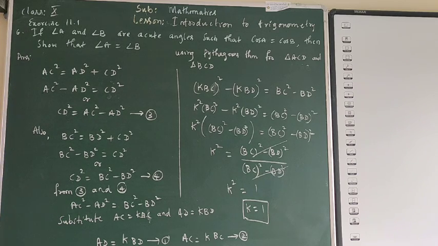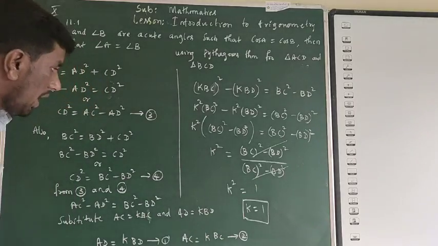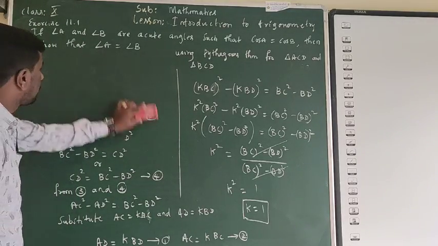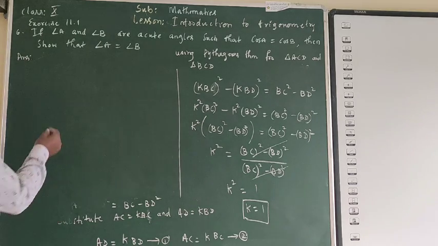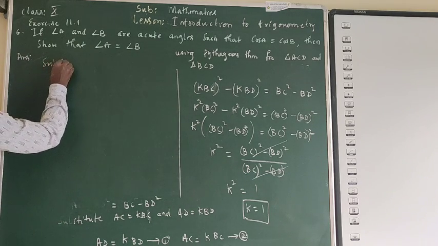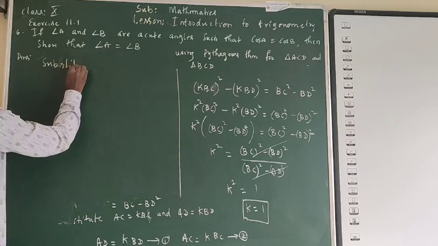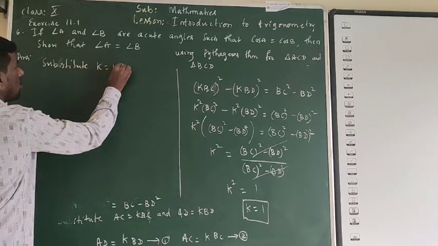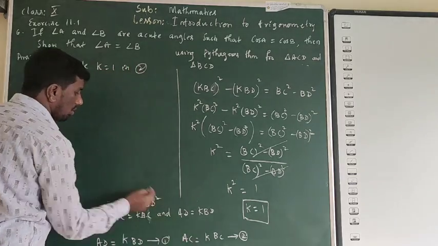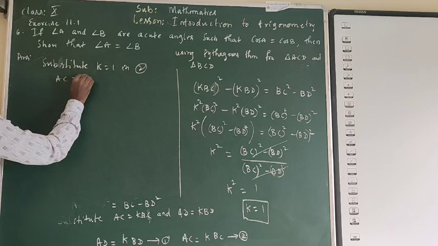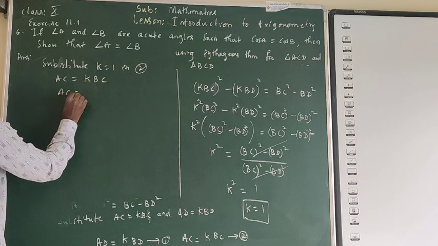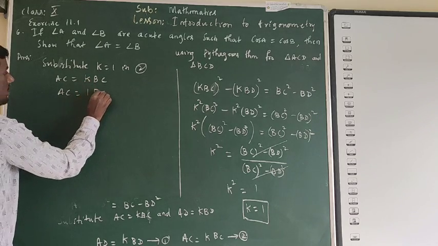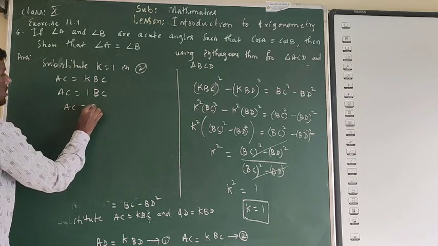So this K we will substitute in equation 2. K is equal to 1, right? Substitute K is equal to 1 in equation 2. What is equation 2? AC is equal to K times BC. So AC is equal to, if I substitute the K value 1, 1 times BC. So that means AC is equal to BC.